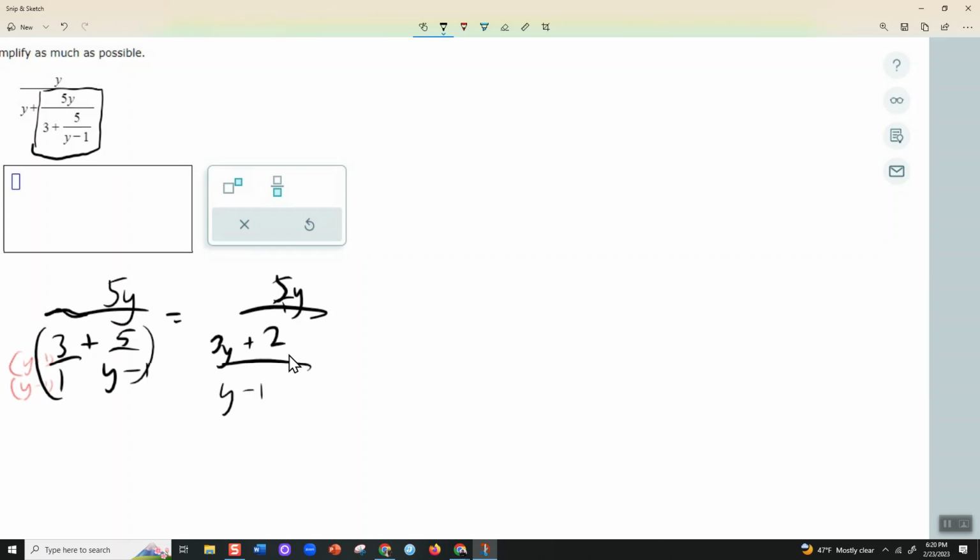So when I multiply by the reciprocal, I basically take this fraction and multiply it by, let's use red again, y minus 1 over 3y plus 2. And the 3y plus 2 still remains the denominator. So 5y times y is 5y squared. 5y times negative 1 is negative 5y. And then on the bottom, I'm still going to have that 3y plus 2. All right, that is this part simplified.